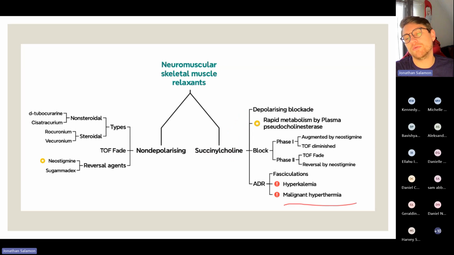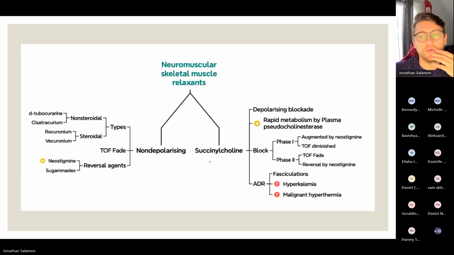And then you have your malignant hyperthermia and your hyperkalemia. These are your two most important ADRs. A lot of times the question will tell you the patient is in malignant hyperthermia, and it'll just ask you what they were given. As for your non-depolarizing, neostigmine is the reversal agent they like to use. Sugammadex reverses literally all of them. However, like I said, neostigmine is the one they're going to ask.